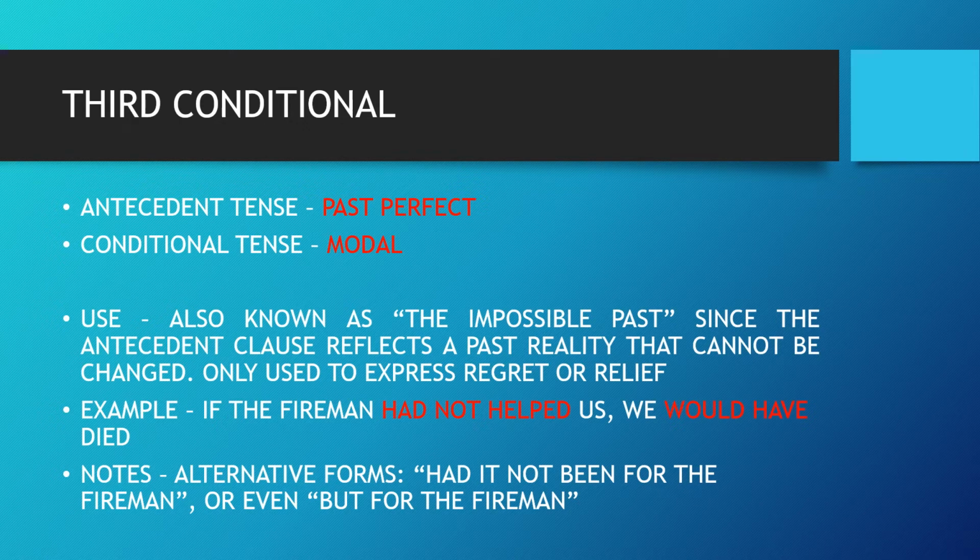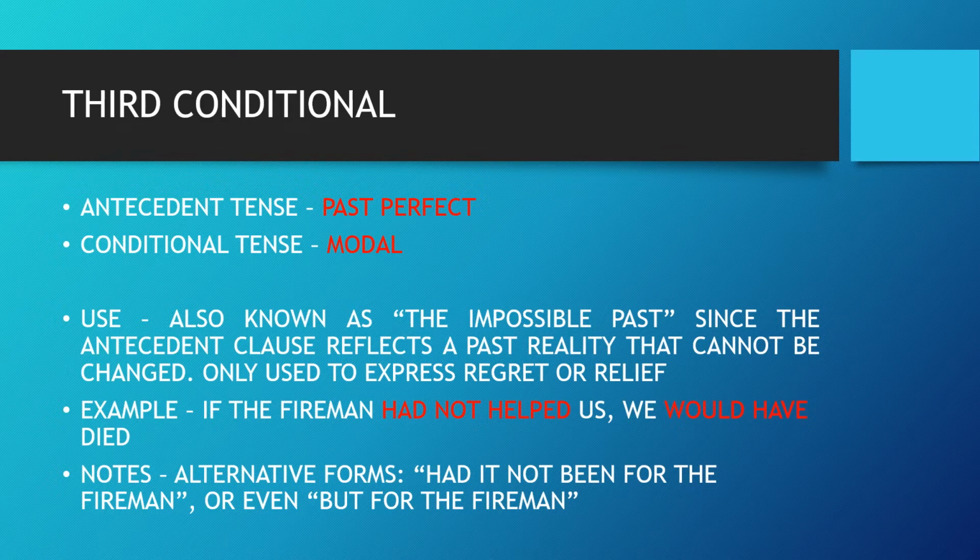The third conditional. The antecedent clause is the past perfect. The conditional clause is a modal. It's also known as the impossible past because that past perfect form describes a situation in the past that you can't change. It's a past reality that cannot possibly be changed. Therefore, the third conditional is most often used to express regret that something in the past had a particular effect in the present, or relief that something bad did not happen.